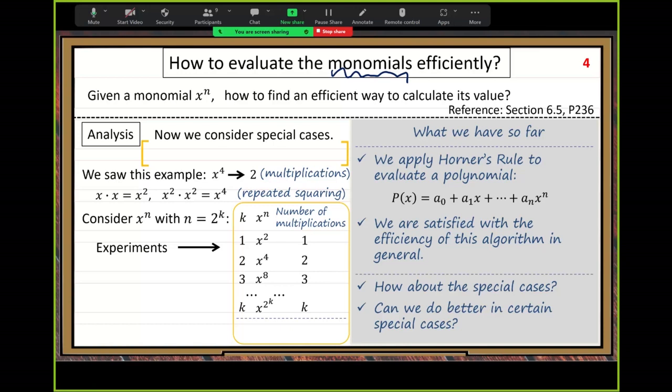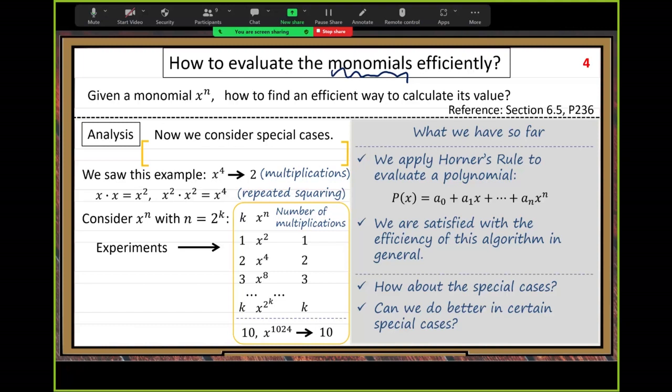Conclusion: if we apply this repeated squaring technique, and k equals 10, then 2 to the 10th is 1024. You can see that when we calculate this monomial, x to the 1024, we only need 10 multiplications.